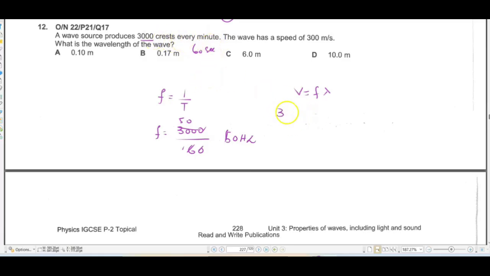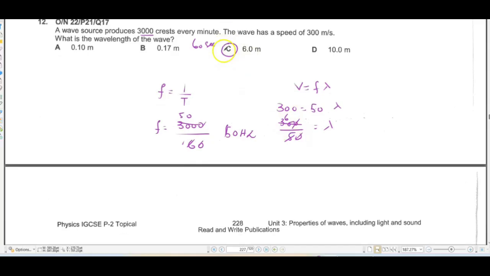So now 300 is the speed, 50 is the frequency. So 300 over 50 is going to give you an answer of 6 meters. So C is our correct option over here. Okay?